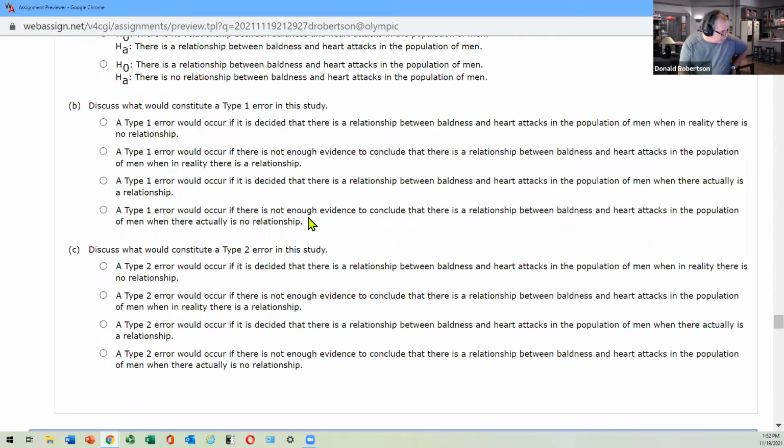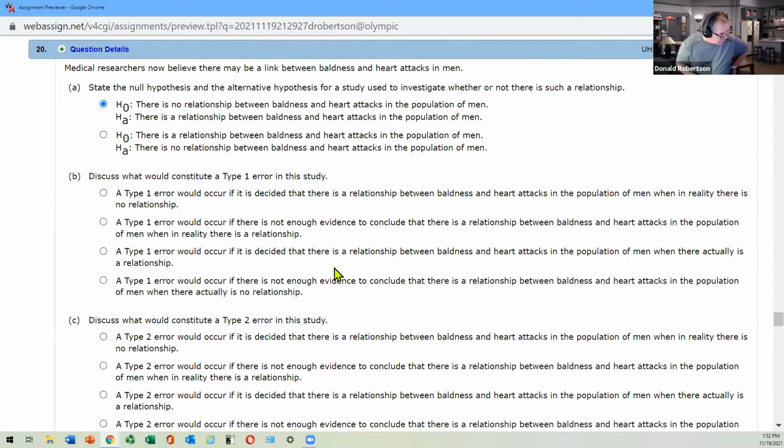Now, a type 1 error would be that you said, I have evidence that that's true, that bald people have more heart attacks than people who are not as bald. So one of these 4 sentences would represent that. A type 1 error would occur if I decided there is a relationship between these, when in reality there is not. Oh, good, I got it the first time.